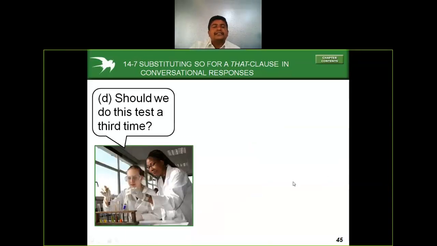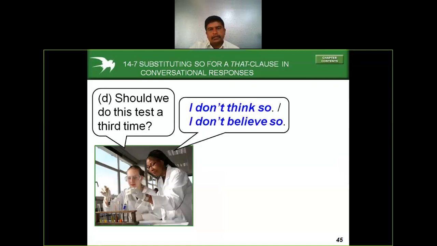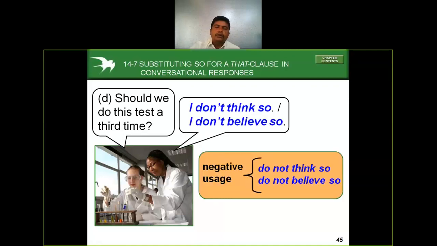Should we do this test a third time? See, "I don't think so." "I don't believe so." Negative usage. "Do not think so. Do not believe so." These have been used in a negative sense. It expresses a negative feeling. Am I right? Yes.